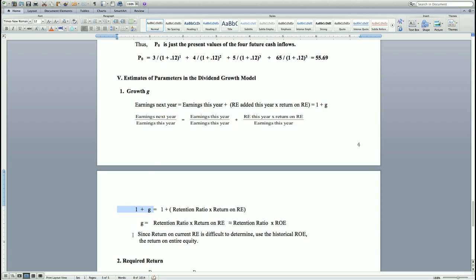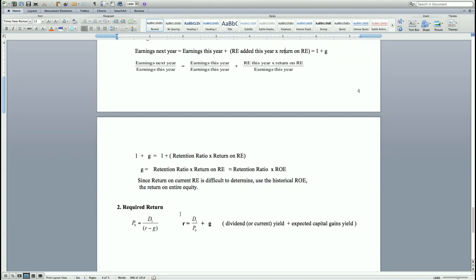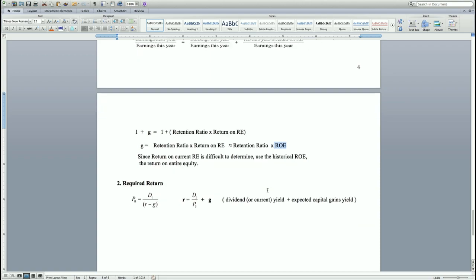Okay, next year means what? This year adding G% growth equals 1 plus retention ratio times retained earnings. Retained earning, how much they kept, multiply return on retained earnings. So this is one way you can get the G. Then 1 cancels out, and G is retention ratio times return on retained earning. Retained earning, that's the same as or similar to return on equity. So this is one way you can calculate G. There's some other ways, but we don't touch in here.